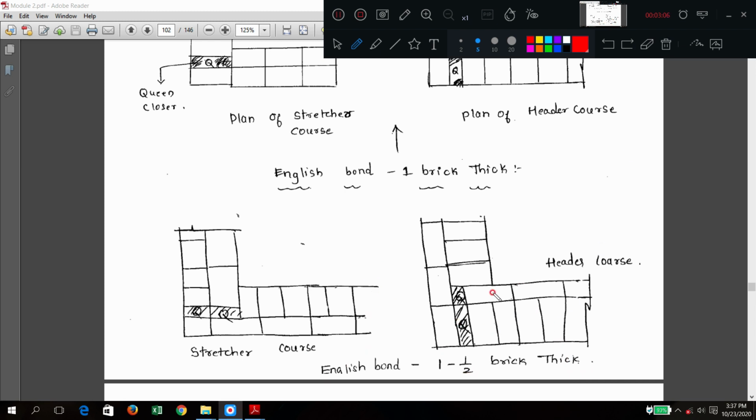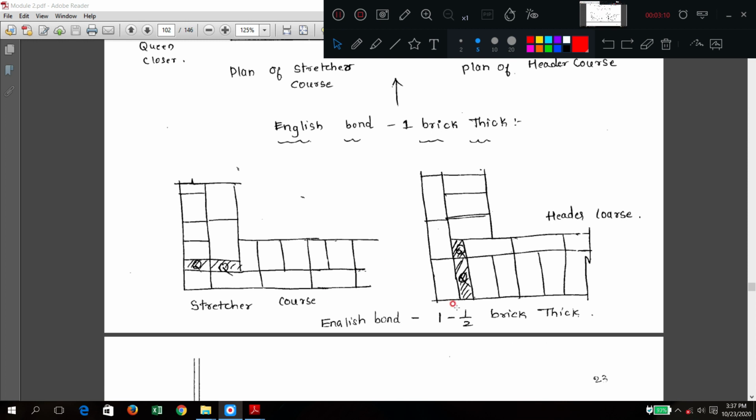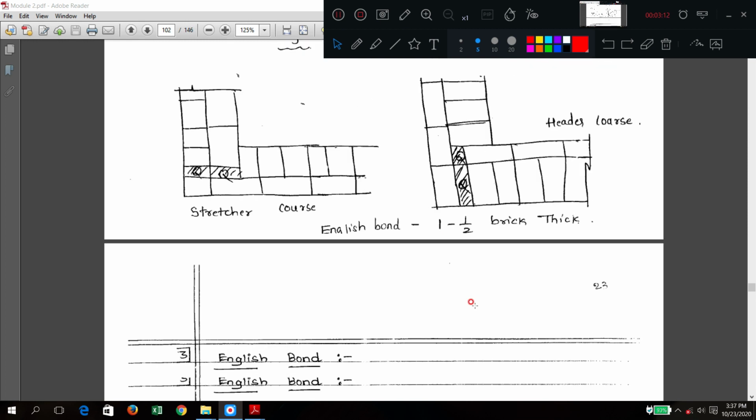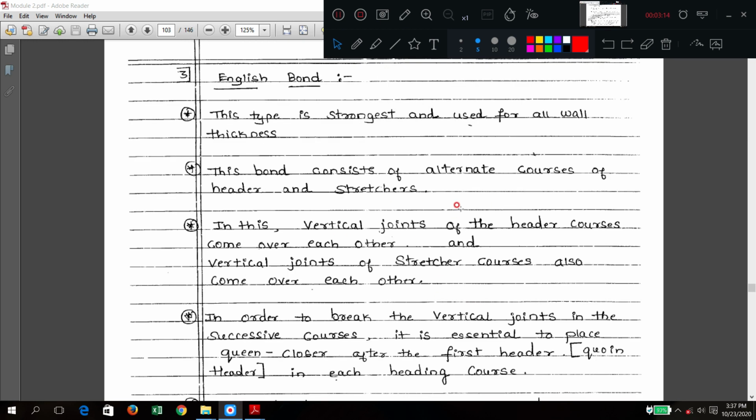For one and a half brick, it is very important from your exam point of view. You should remember the arrangement pattern, so you can draw and explain. All the points I have already explained using that presentation, so we will go through just one. English bond features: strongest, used for all thicknesses. Yes, we agree. Here we have header courses and stretcher courses which are alternate. Yes, that is also discussed.